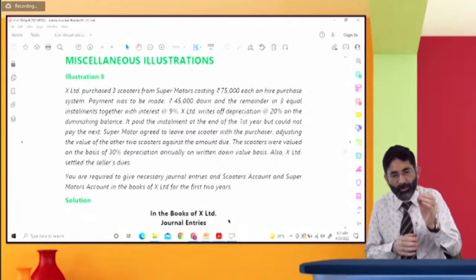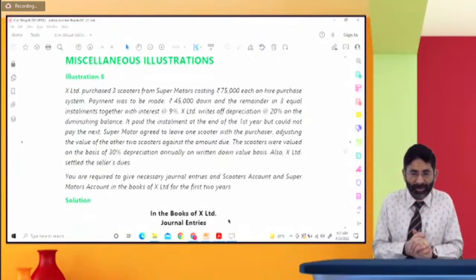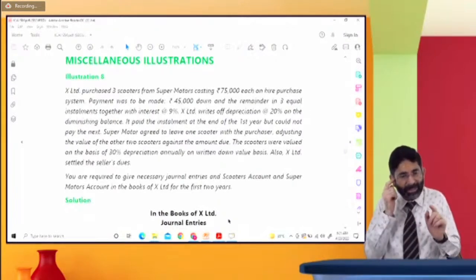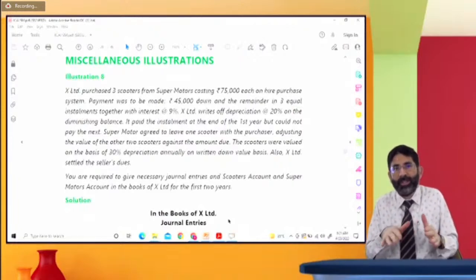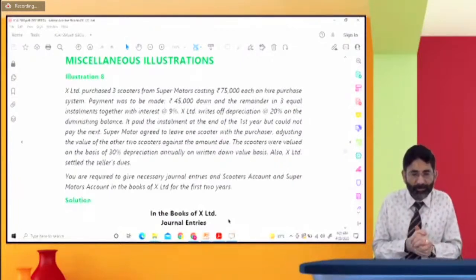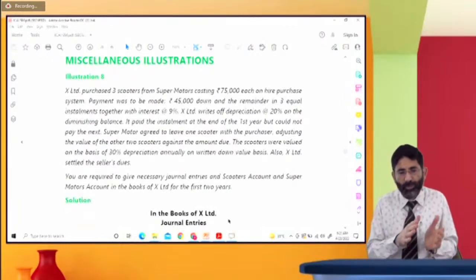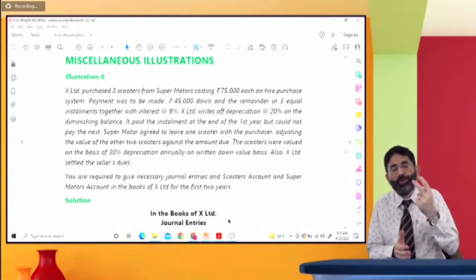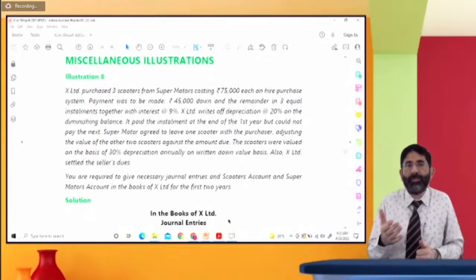Paid the first installment at the end of the first year. So obviously a yearly installment is there. It is clear from here. So in the first year you have paid 60,000 plus interest, but couldn't pay the next. So the second installment is not paid. So the question will close near the second installment. Super Motors agreed to leave 1 scooter. So out of 3 scooters, he has repossessed 2 scooters. 1 he has left with the purchaser, adjusting the value of the other 2 scooters against the amount due.